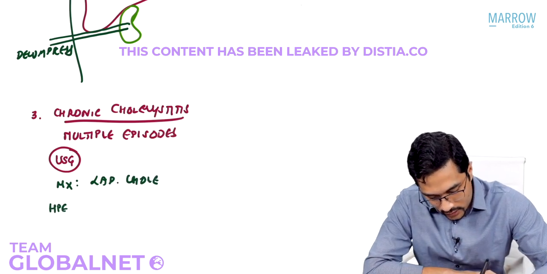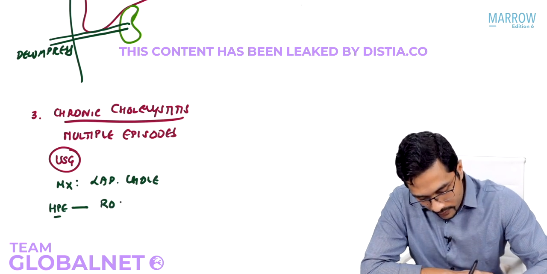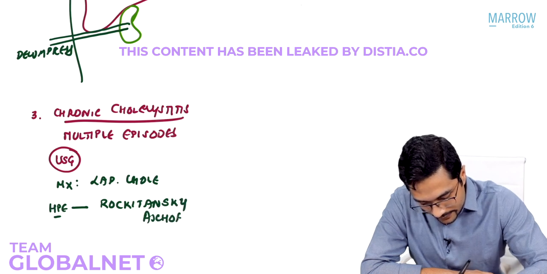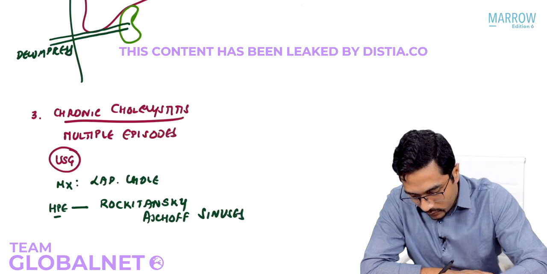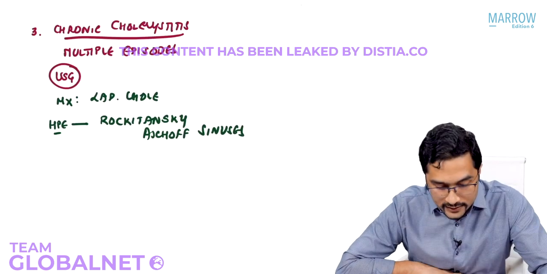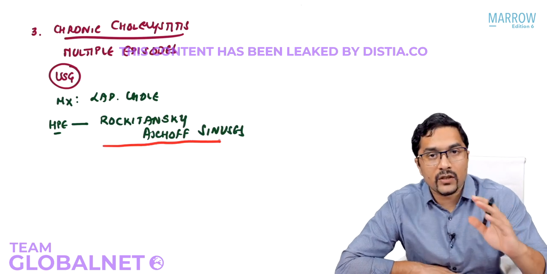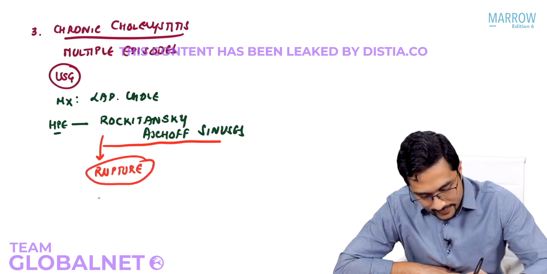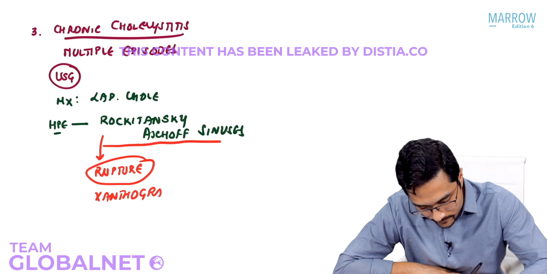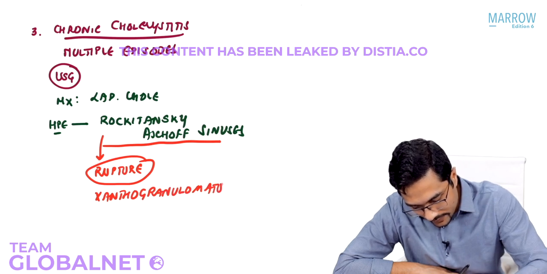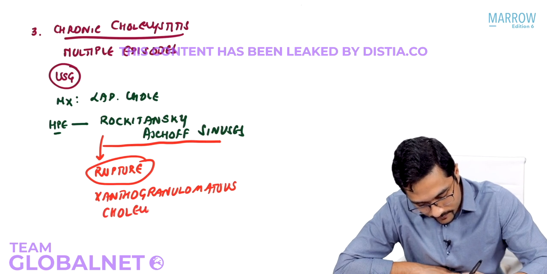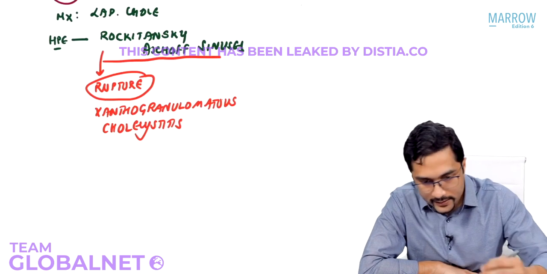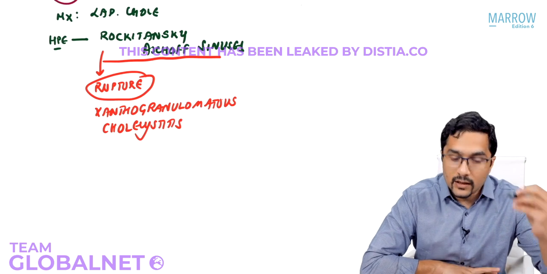And when you do a histopathology in chronic cholecystitis, you can get Rokitansky-Aschoff sinuses. You need to know that these Rokitansky-Aschoff sinuses are commonly seen in patients with chronic cholecystitis, and if they rupture, they can give rise to xanthogranulomatous cholecystitis. So please remember that. That was regarding chronic cholecystitis, which is the third presentation.